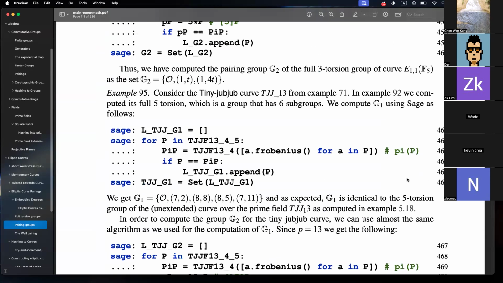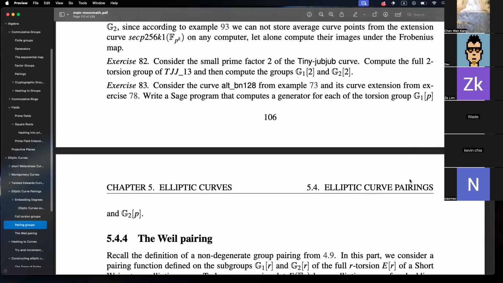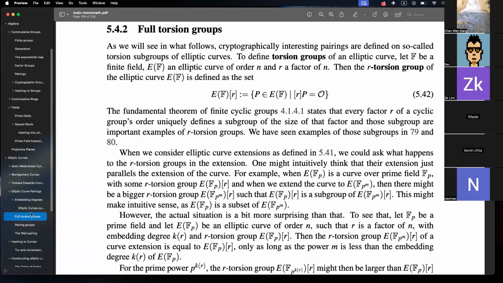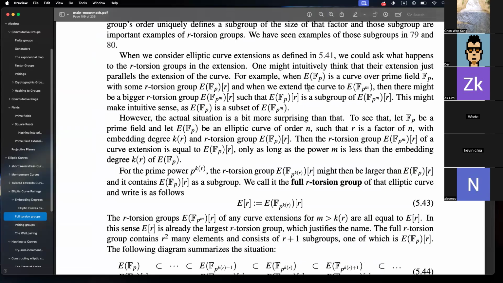No? Then we'll go down. To be clear about full torsion and r-torsion groups, it's more correct to say full r-torsion groups and r-torsion groups. I think that's a little bit more accurate. Full r-torsion group.